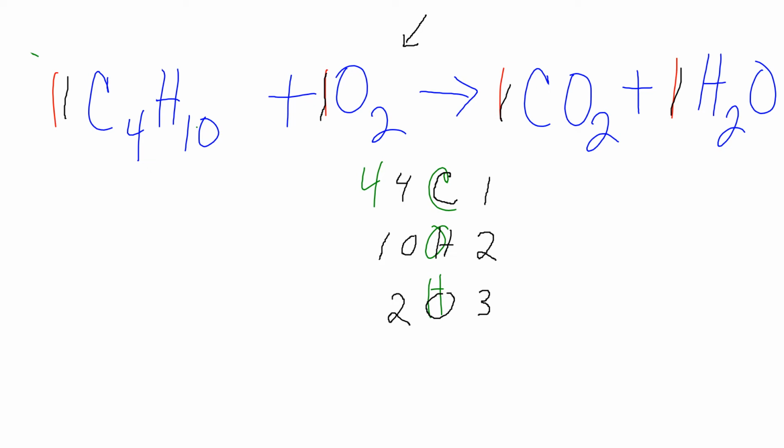Okay, so let's see. Looking at my carbons. So I've got 4 carbons on the left, 1 carbon on the right. So what I'm going to do is I'm going to say, well, I'm going to need 4 carbons. The way I get that is by 4 carbon dioxide molecules. So I'm going to put a 4. All right, this is going to be something you probably are not going to want to do because it's more writing, but I promise you it saves you mistakes later on.